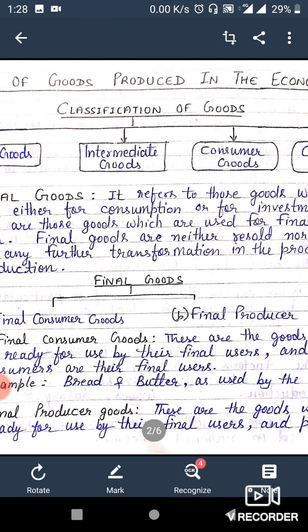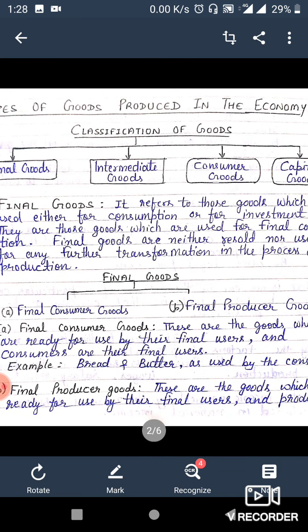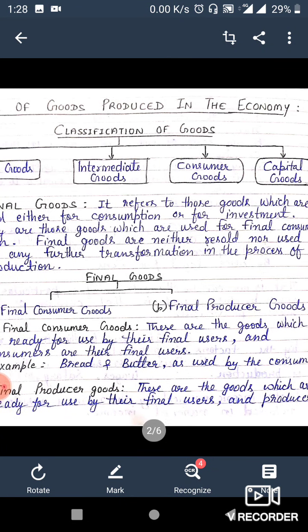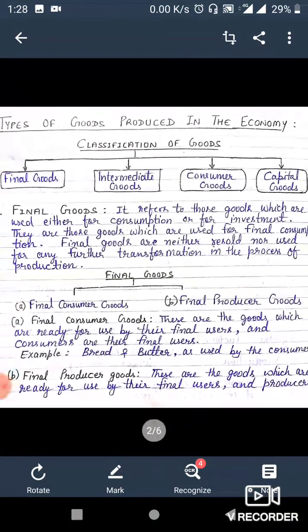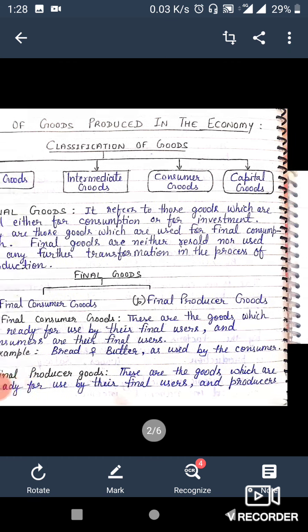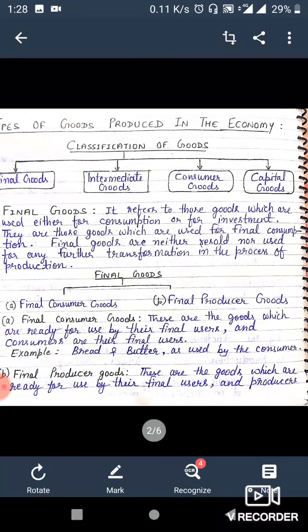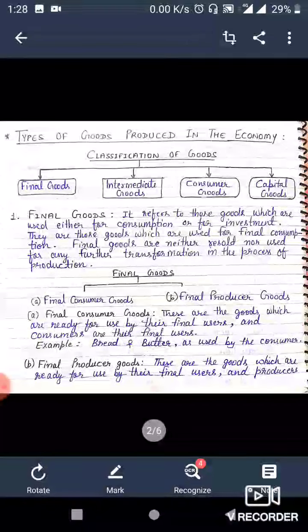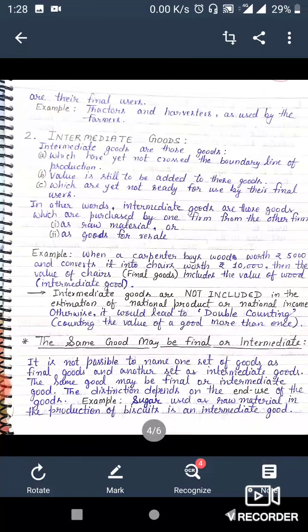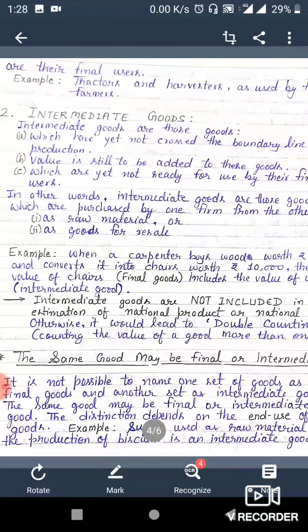Now there are some subtypes of final goods also. These are final consumer goods and final producer goods. Now you are very well aware of consumer and producer. So what are final consumer goods? These are the goods which are ready for use by their final user, like bread and butter, as they are used by the consumer. Now what are final producer goods? These are goods which are ready for use by their final users, and producers are their final users. For example, tractors and harvesters.